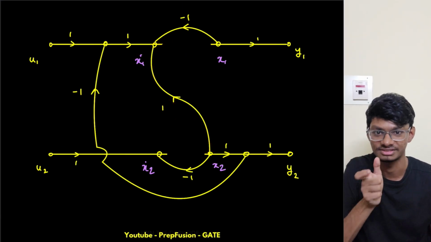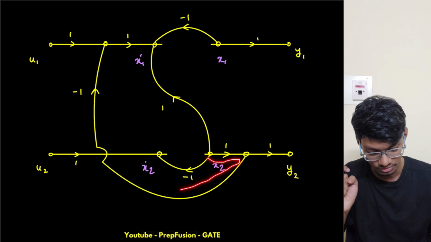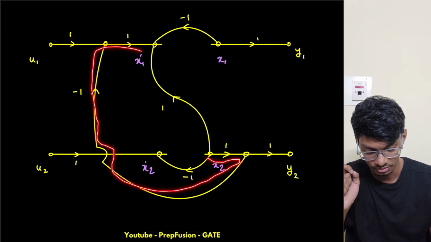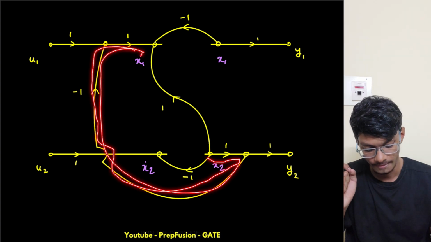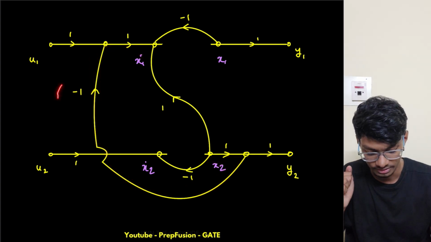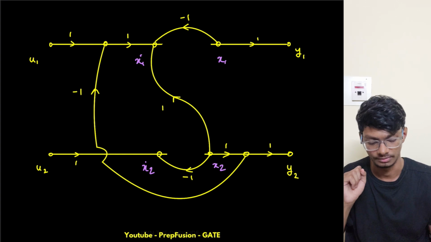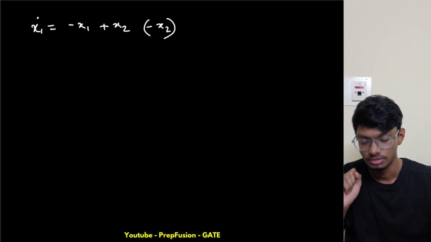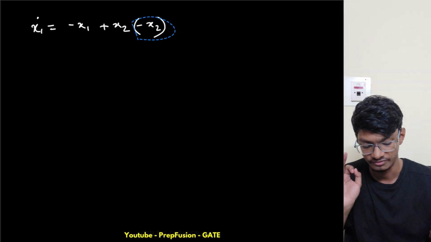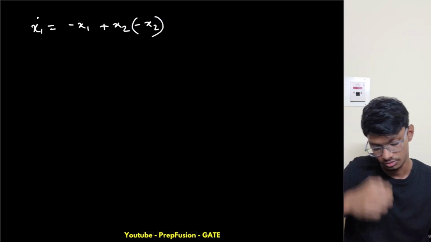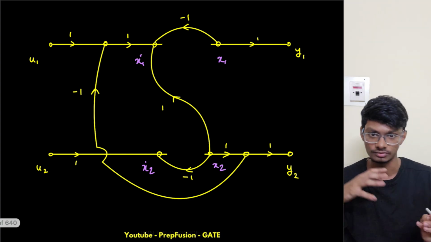I just gave you a hint just 10 seconds ago. This is hidden, but this is also a path, right? But what is the difference here? The difference is this one. We have -1 multiplied. So this will be -1 into x2. So you have to just be careful about the different forward paths. So yeah, this is -1 into x2.